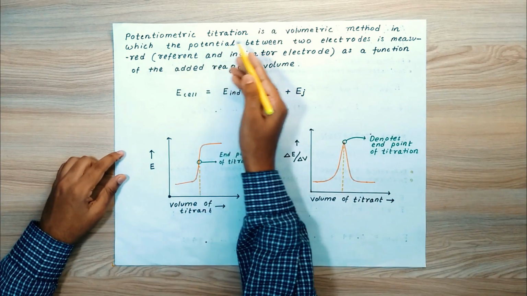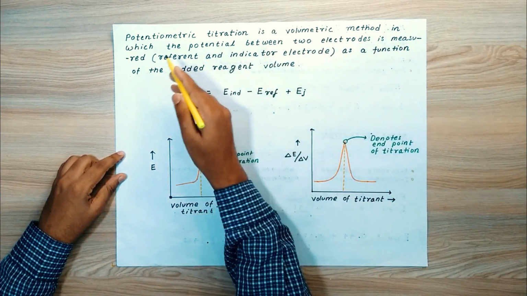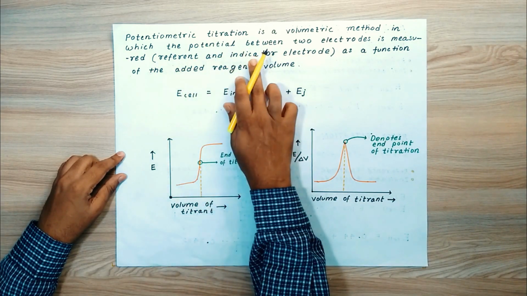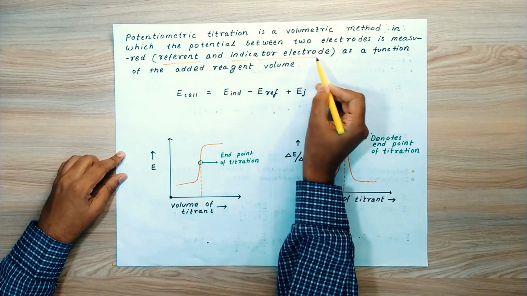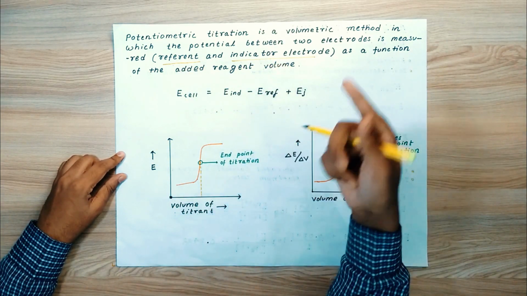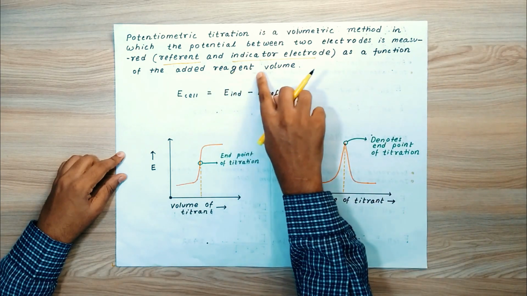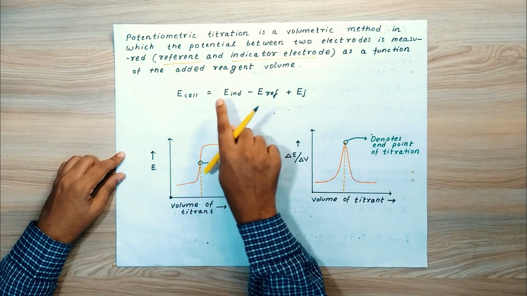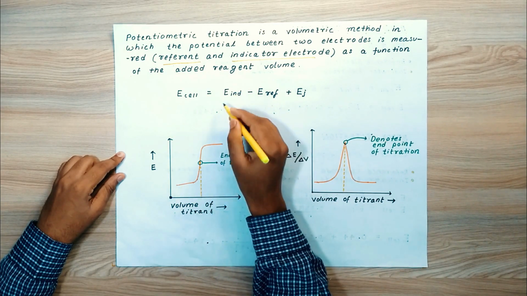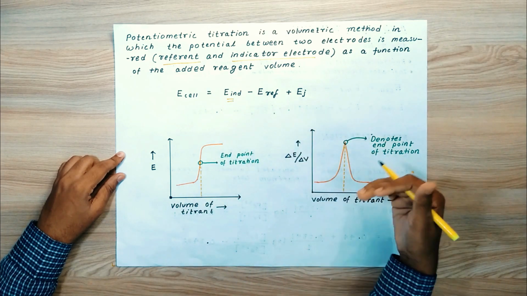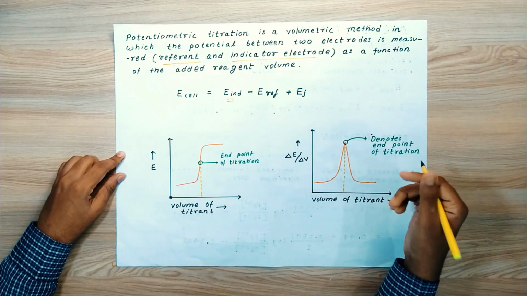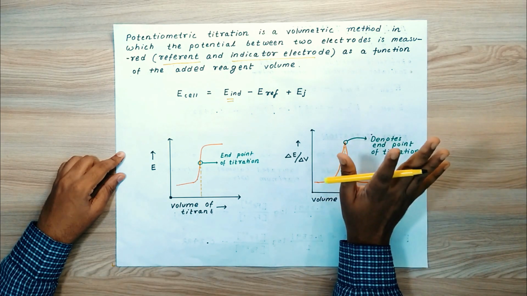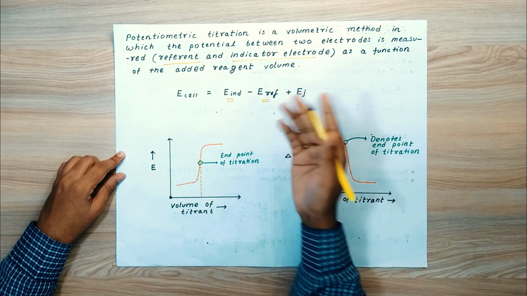Potentiometric titration is a volumetric method in which the potential between two electrodes is measured. That is, one is a reference electrode and another one is an indicator electrode. The potential difference between these two electrodes is measured as a function of the added reagent volume. From this equation you can see that the total cell potential is equal to the potential of the indicator electrode, which varies with the concentration of the analyte. That means the potential of the indicator electrode is not constant, minus the potential of the reference electrode.